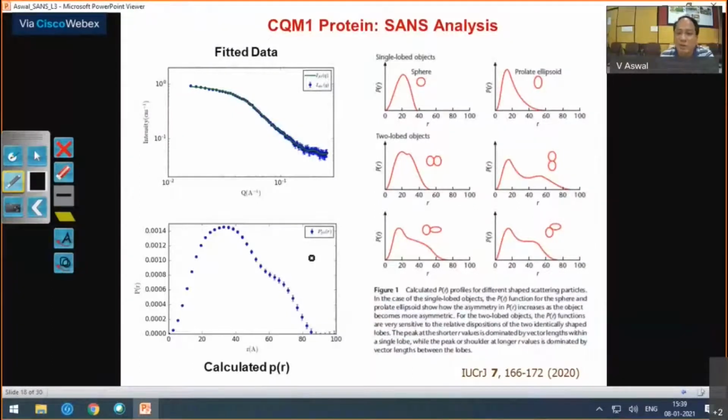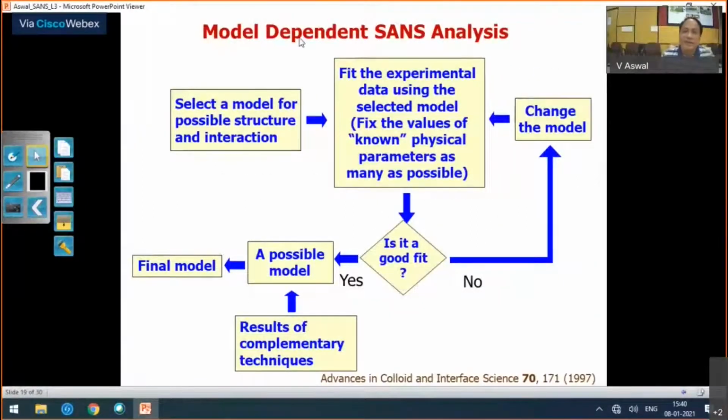So to get those kinds of information, you have to go to model calculation. What do you do in this case of model-dependent analysis? You select a model for possible structure and interaction.